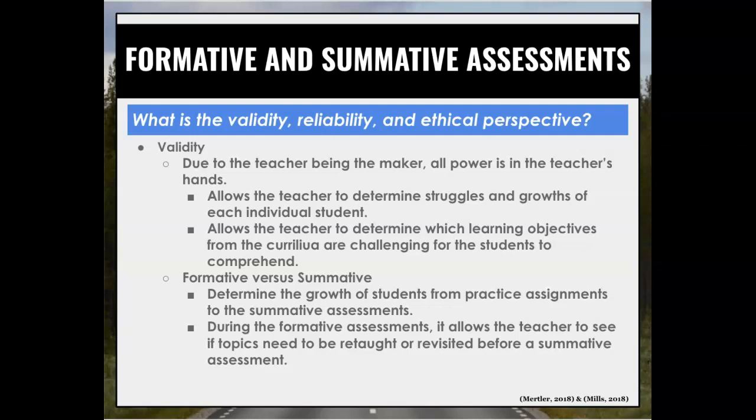We also need to talk about formative versus summative. We can determine the growth of the students from the practice assessment to the summative assessment. Are the students actually growing, or are they not really growing at all, where the formative assessment was really great, but the summative assessment was not so great? Are we structuring our assessments and correlating them between the types of questions that are being asked? During the formative assessment, it allows the teacher to see if the topics need to be retaught or revisited before a summative assessment.